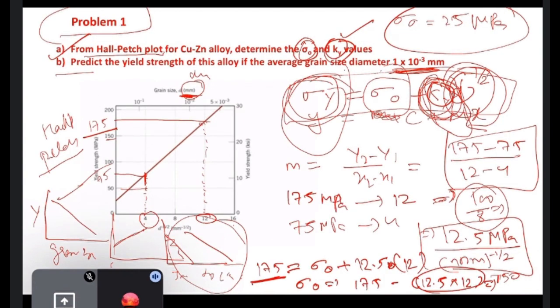So let's do it. Sigma y will be equal to 25 plus 12.5, and the diameter is 10 raised to power minus 3, to the power minus half. Solve this question and we will discuss the answer in the next class. Do you follow? Everyone follow? Yes, ma'am.